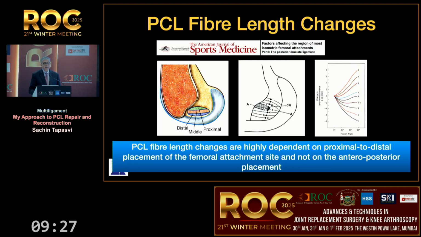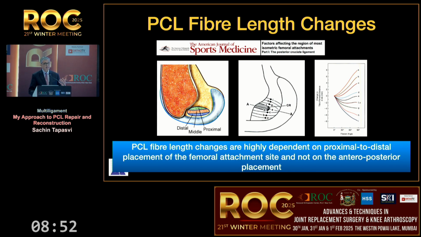This is a great paper that told us how and where the fiber length changes. So it's very important for you to understand that the fiber length change is highly dependent upon whether you place your tunnel, the femoral tunnel, more shallow or more deep. It's okay to err whether you're high or low, which means that if you are deep in the notch and you're not flush to the articular cartilage, there is a higher chance that your fibers will become more slack as you move your knee into flexion.